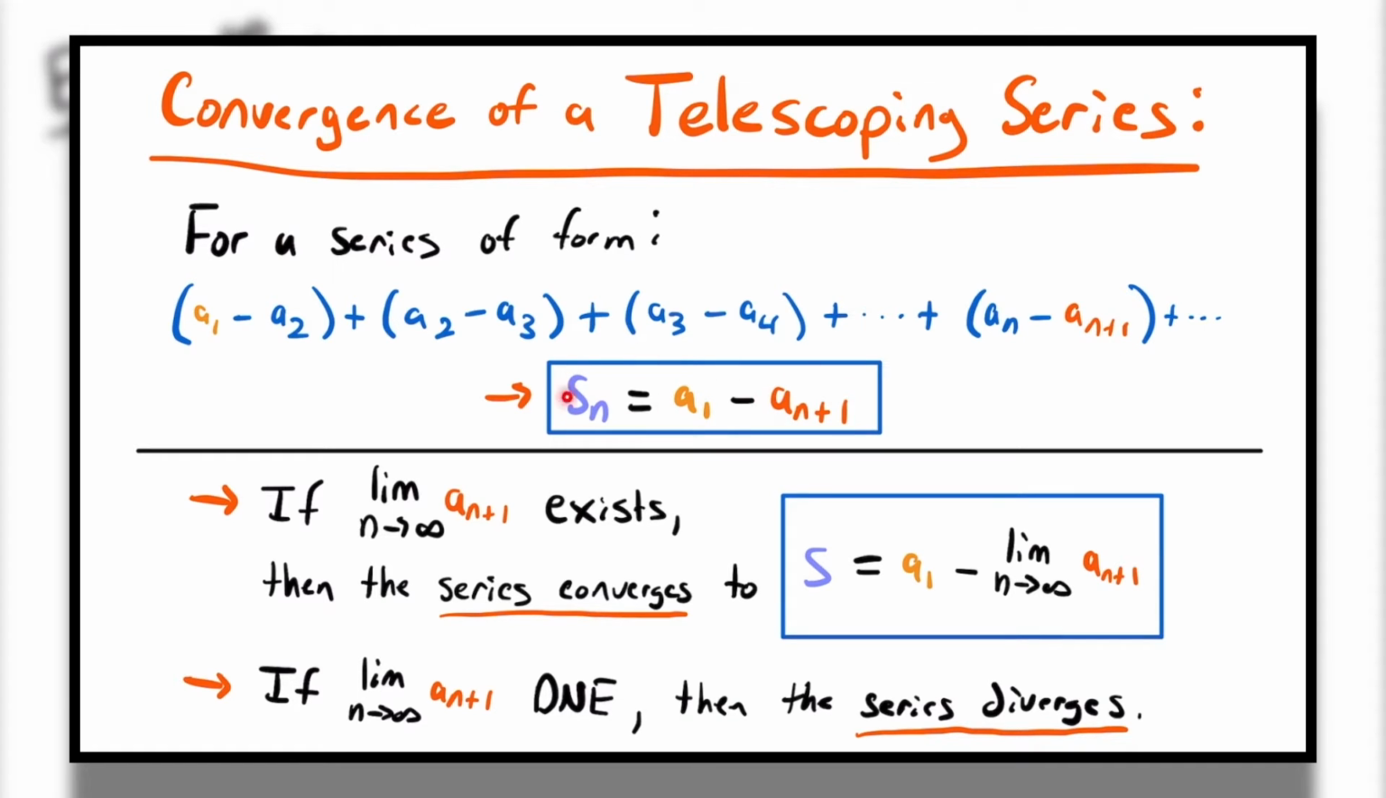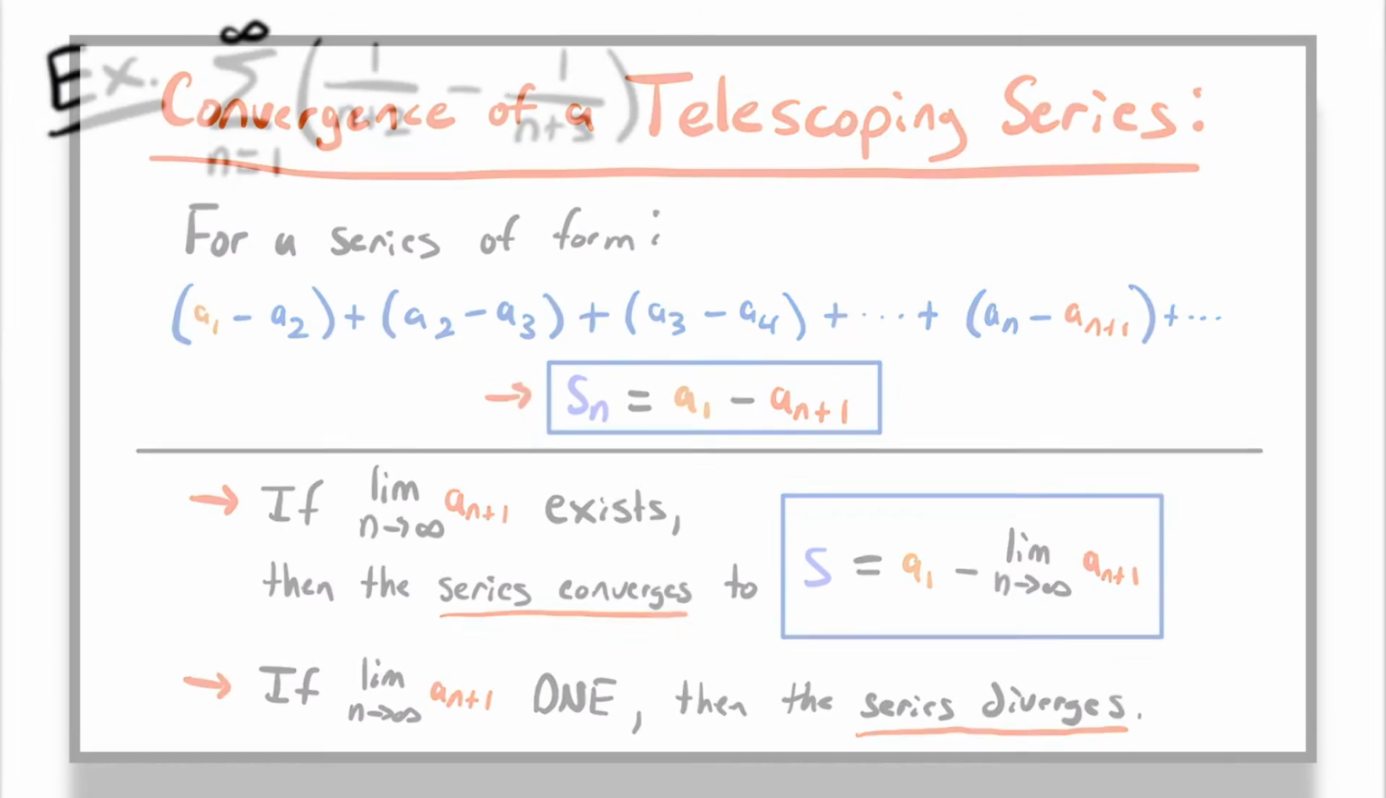And so then from that partial sum, we could find the sum of our series by taking the limit of the partial sum. And if we did that, the limit of a sub 1 would just be a sub 1 since it's a constant, but then we would have the limit of a sub n plus 1. Now, if that limit exists, then we would say that the series converges to the value that results from a sub 1 minus that limit. That will be the sum S of our series. However, if that limit does not exist, meaning it diverges, then the series also diverges. Okay, so all of this only applies to a series that is a telescoping series of this form.